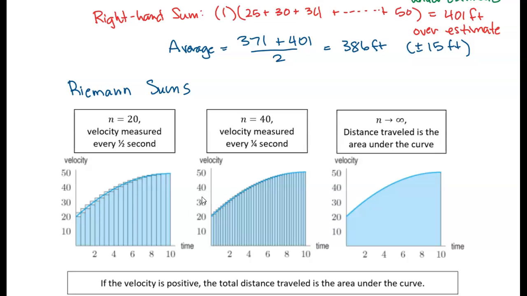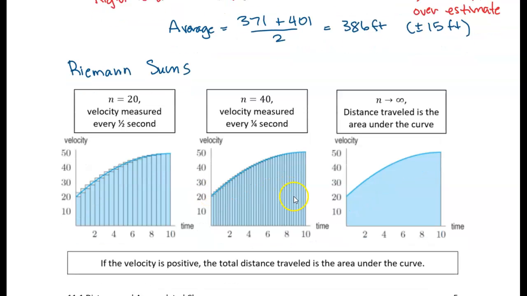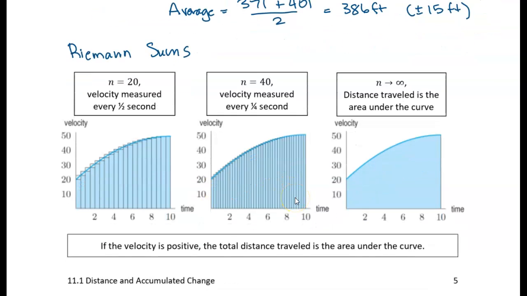the intervals into finer and finer subintervals, that we're going to get better and better approximations for the area under a curve. And if the velocity is positive, the total distance is the area under the curve. So that's the idea. That's what we're going for here. So if we can find the exact area under the curve, especially in this case where we're finding the area under the velocity curve, then we can get the exact distance.